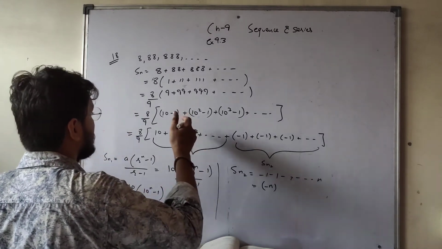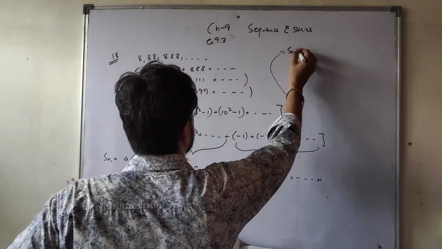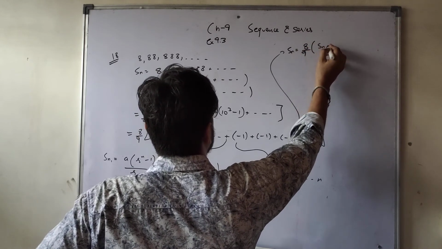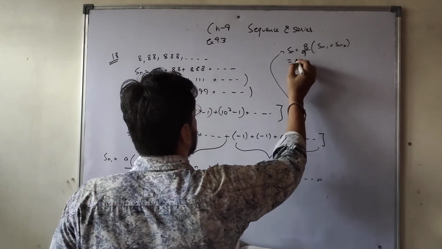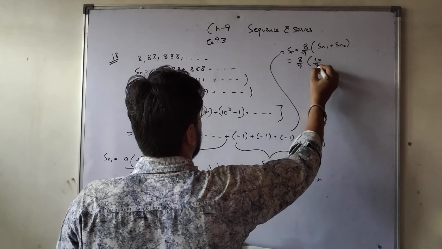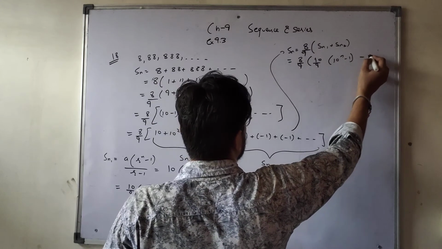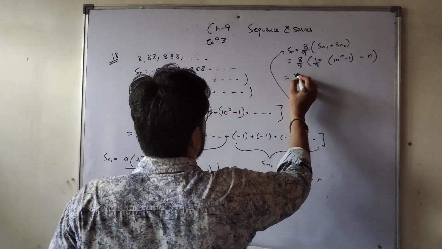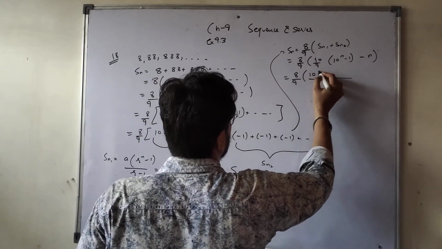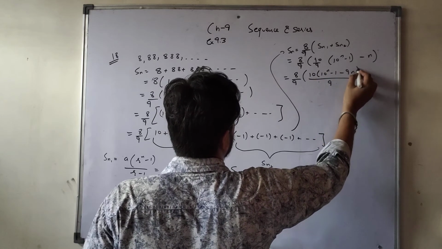Now put the values into this expression. Sn is equal to 8 upon 9 times Sn1 plus Sn2. So Sn1 is 10 by 9, 10 raised to power n minus 1, and Sn2 is minus n. So 8 upon 9, taking LCM 9, 10 raised to power n minus 1 minus 9n.